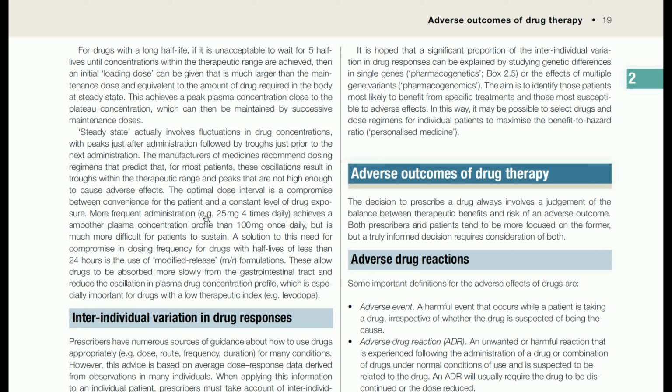More frequent administration, for example 25 mg 4 times daily, achieves a smoother plasma concentration profile than 100 mg once daily, but is much more difficult for patients to sustain. A solution to this need for compromise in dosing frequency for drugs with half-lives of less than 24 hours is the use of modified release formulations. These allow drugs to be absorbed more slowly from the gastrointestinal tract and reduce the oscillation in plasma drug concentration profile, which is especially important for drugs with a low therapeutic index, for example levodopa.